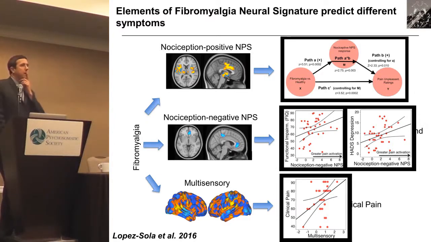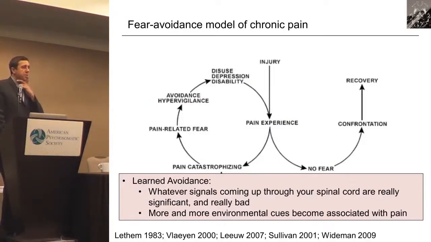Now, when we think about the whole person, again, I'll transition to the last part of the talk, which is we think about fear and avoidance, and not just what's coming in, not just the pain you experience in the moment, but about its consequences for the person. And so this is where I think these ideas like the fear and avoidance model of chronic pain are very important. You know, so it starts here, you have an injury, you experience some pain, you're okay, you confront the pain, you're not afraid, you keep doing stuff, and you recover, right?